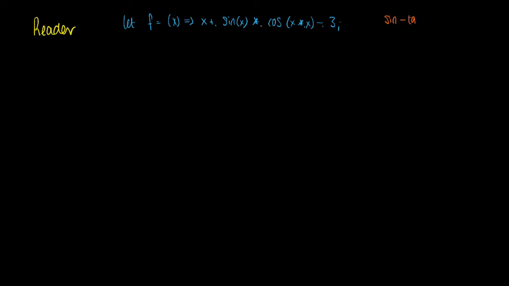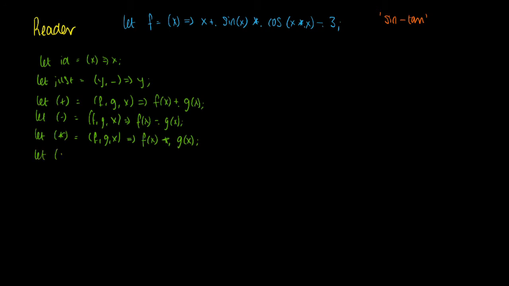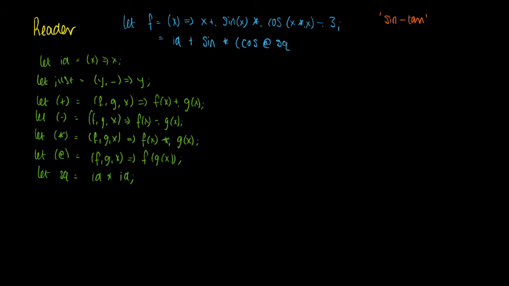First, we need a bit of setup. We need to define the identity, just, plus, minus, star, and composition, and square for functions. Then we can rewrite the above function as follows. Let f is equal to id plus sine times cos at square minus just 3. The real question is, why does this work? We can use what we know and write out what's going on.